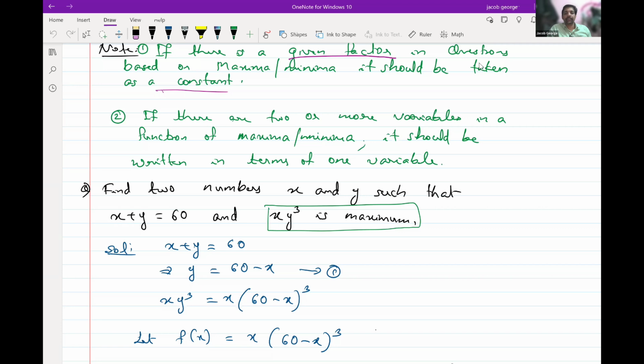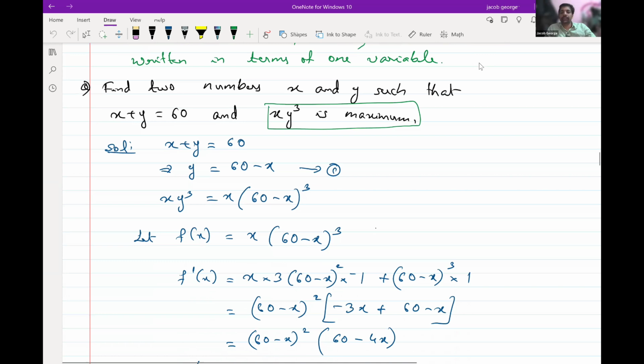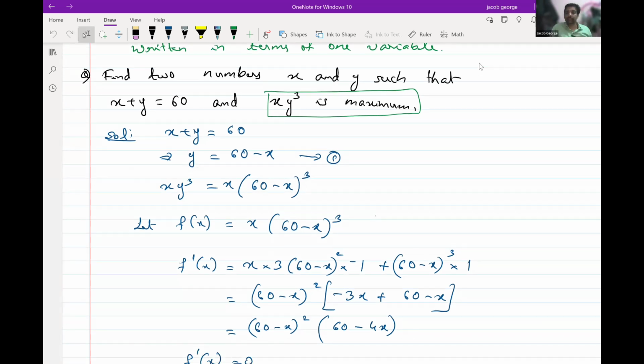So we call this, let f of x is equal to x into 60 minus x the whole cube, and then we start the derivative. By product rule, the derivative is done. So look at the product rule steps. F dash x is equal to first function x into derivative of second. What is derivative of 60 minus x the whole cube? 3 into 60 minus x the whole square into derivative of 60 minus x, that is minus 1. Is it clear, this particular step? Okay. Plus second function 60 minus x the whole cube into derivative of x, it is 1.